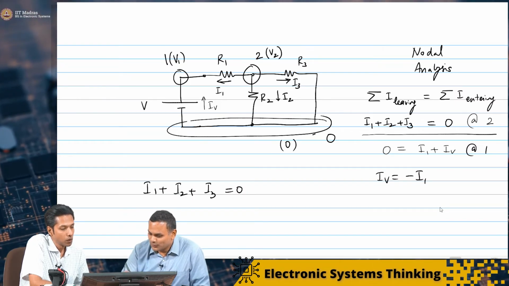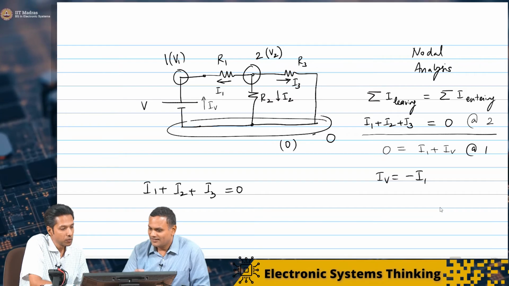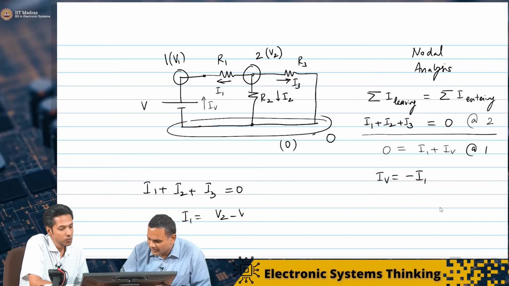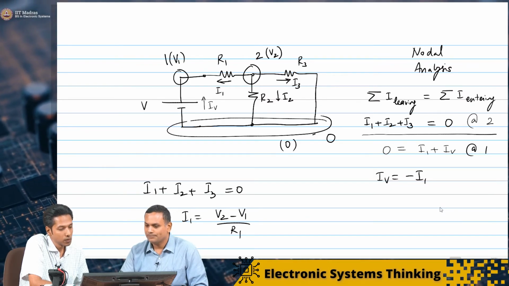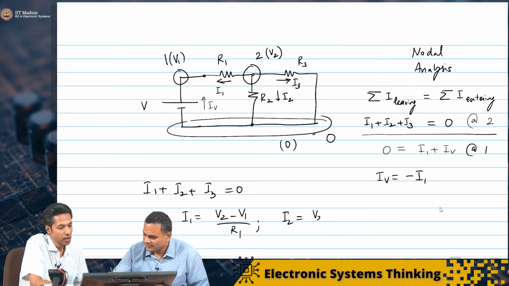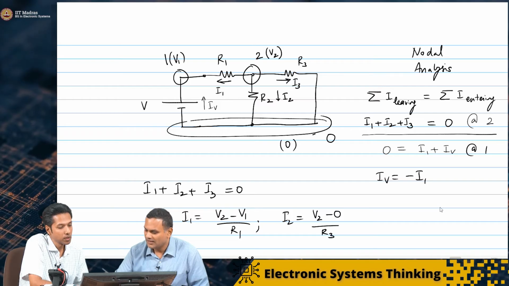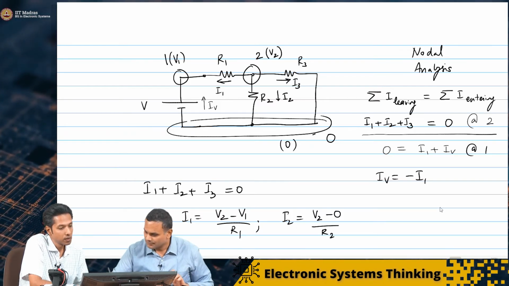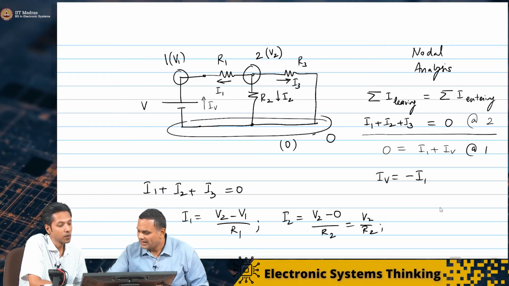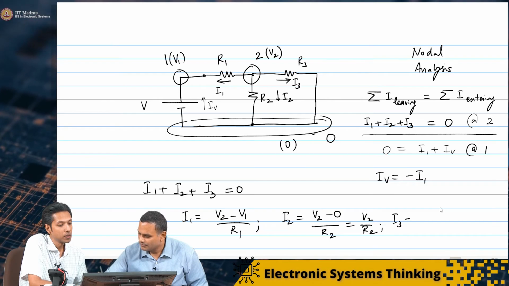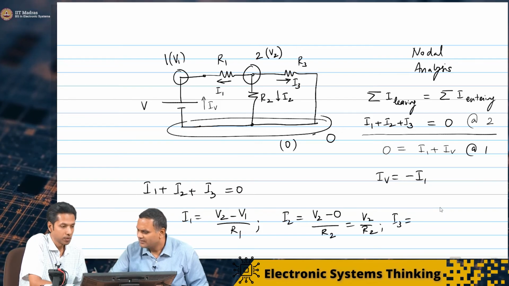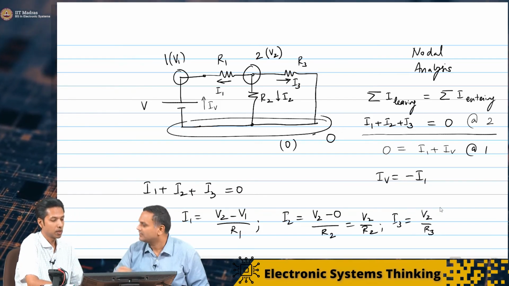Now what is I1 using Ohm's law? V2 minus V1 by R1. So I1 is V2 minus V1 by R1. I2 is simply V2 minus 0 by R2, which is just V2 by R2. And I3 is again simply V2 minus 0 by R3, which is just V2 by R3.